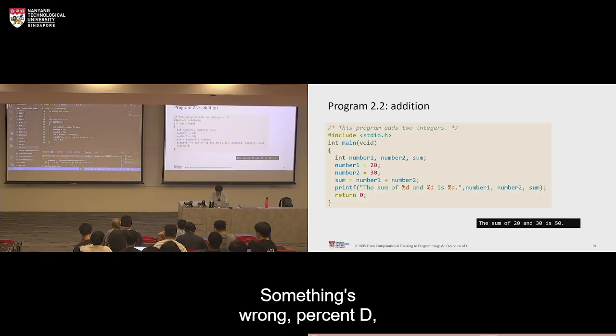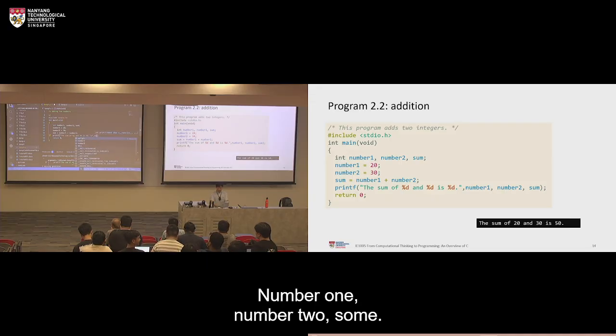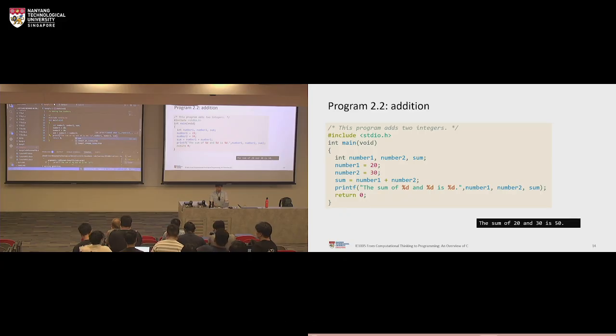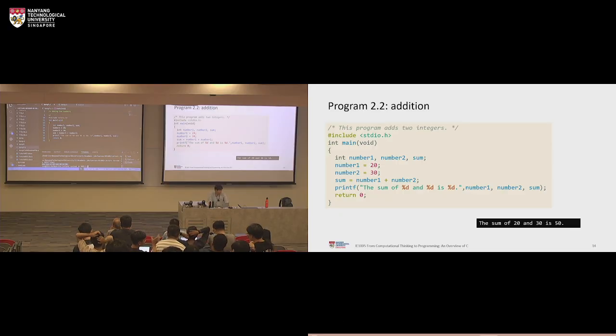Oh, something's wrong. %d, sum of the %d. I forgot to add the variables. Number 1, number 2, sum. Okay, so this is the outcome. The sum of 20 and 30 is 50.